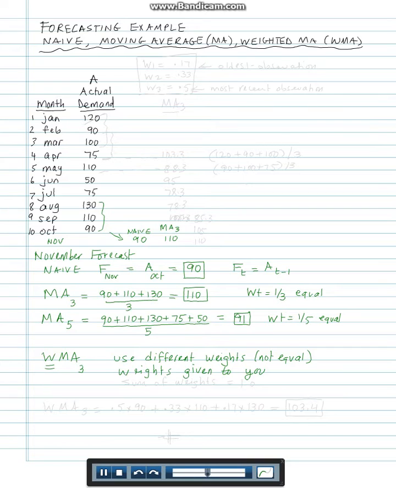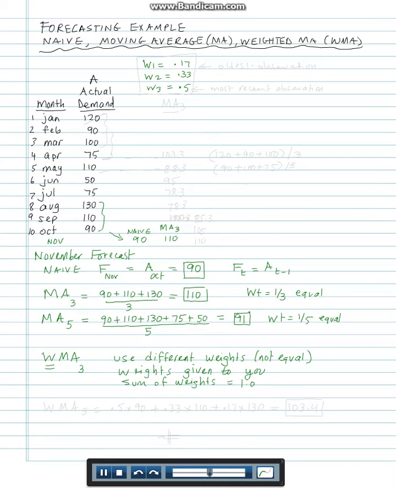So in this example, we're using weight 1 equal to 0.17, weight 2 equal to 0.33, and weight 3 equal to 0.5. It's given at the top of your example. The weights, of course, have to add up to 1. So the sum of the weights has to be equal to 1.